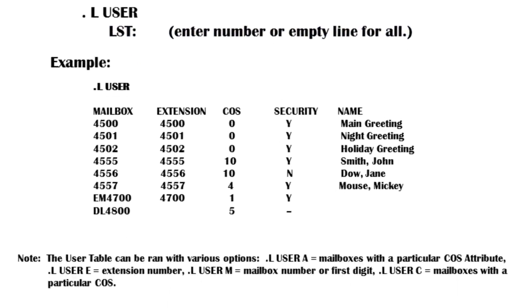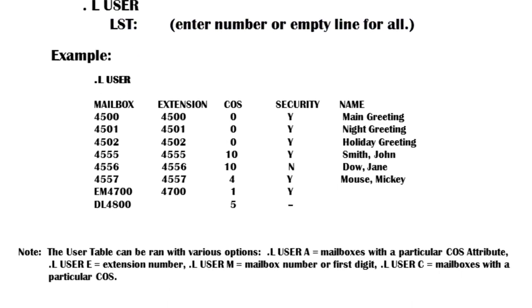Please note, the user table can be run with various options, including the L-user A for mailboxes with a particular class of service attribute, L-user E for a particular extension number, L-user M for a mailbox number or first digit, and an L-user C for a particular class of service.